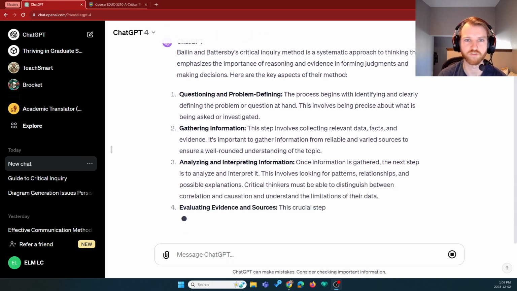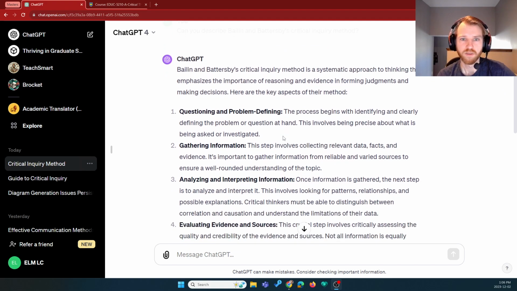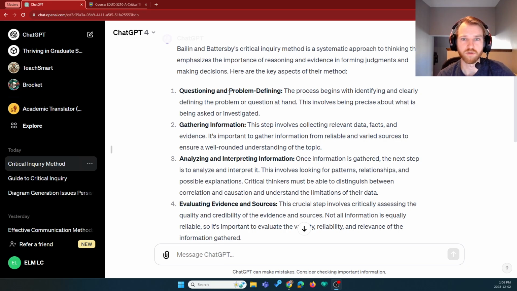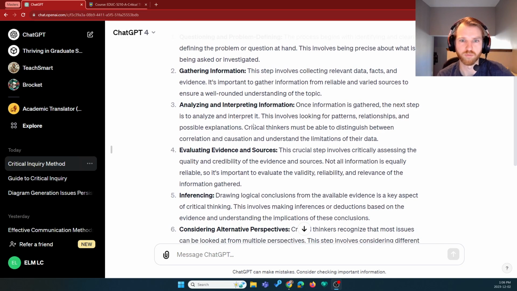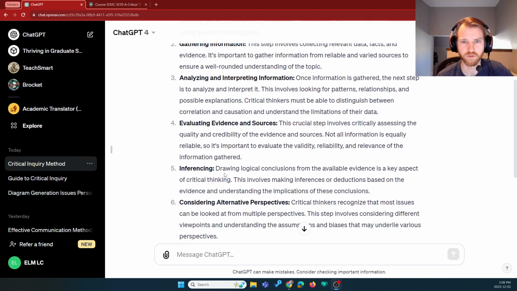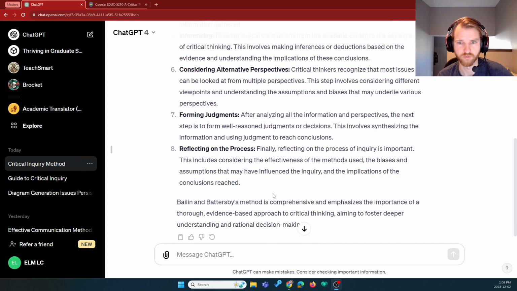Okay, so now I've asked ChatGPT 4 about this. I've said, can you describe Bailin and Battersby's critical inquiry method? And it is doing a better job. Maybe I should try asking this exact same question to ChatGPT 3.5 and see if it was just part of the phrasing. But it says questioning and problem defining, which is similar to what was said before, but it is accurate for this. Gathering information, analyzing, interpreting, evaluating evidence and sources, inferencing, considering alternative perspectives, forming judgments, reflecting on the process.